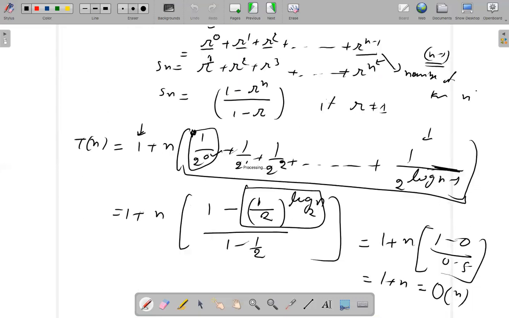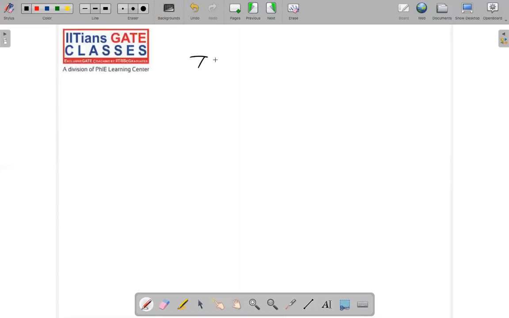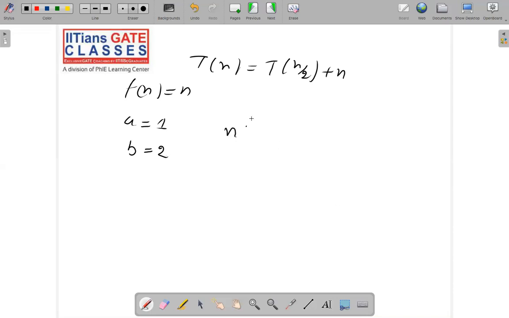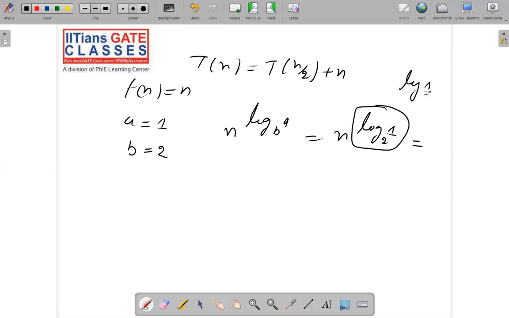So now let's look at this question again with master theorem. What is the value of f(n)? It's n. a, which is 1, b, which is 2. Right? So what's n^(log_b a)? It's n^(log_2 1), which is basically this term is 0. Log 1 is 0. Okay, so it's n raised to power 0, which is basically 1.